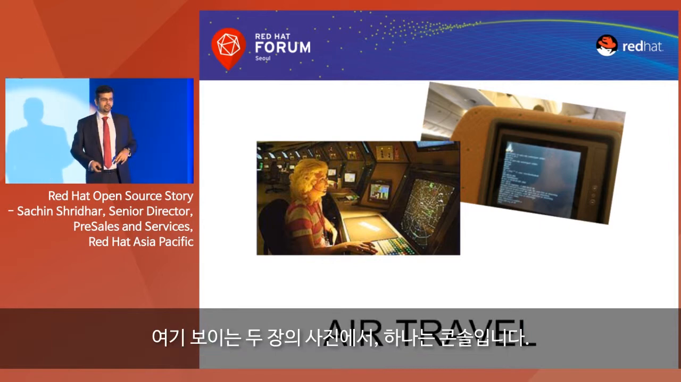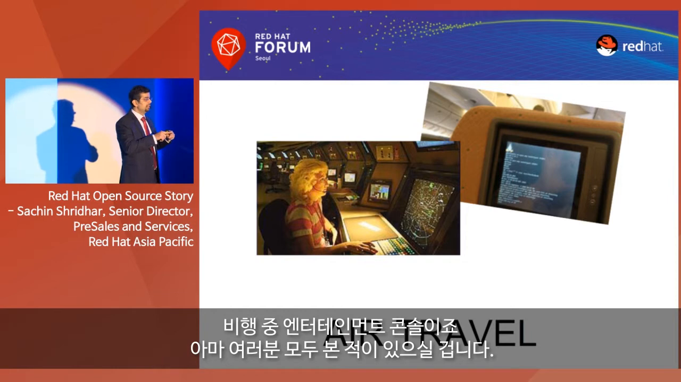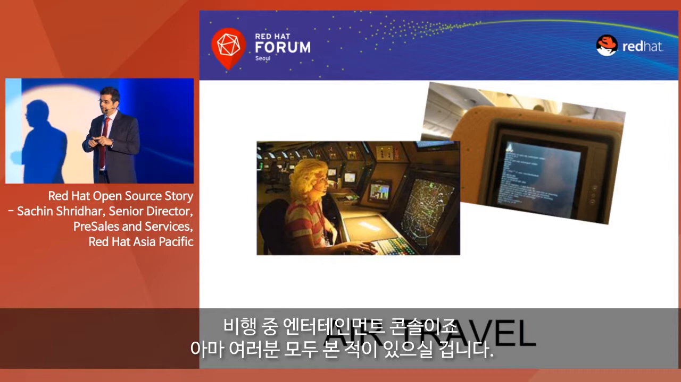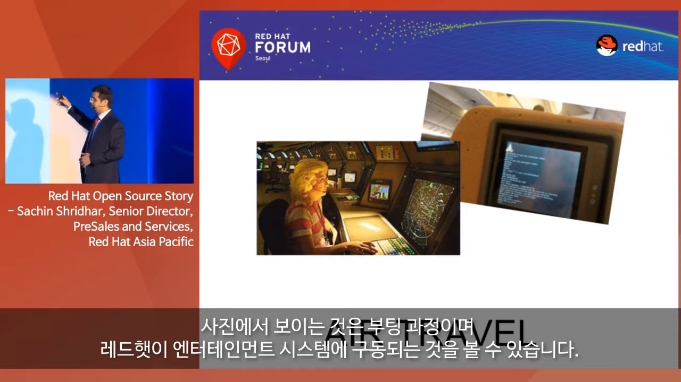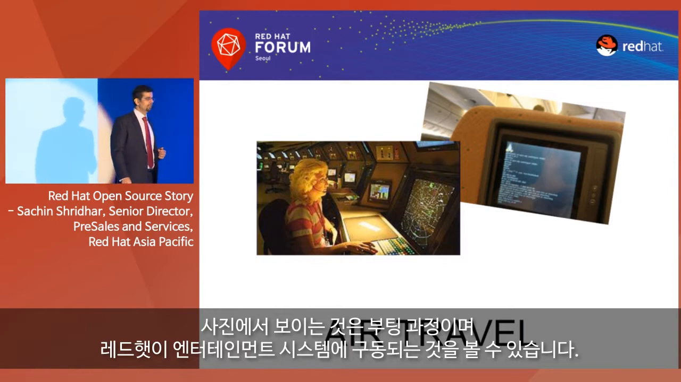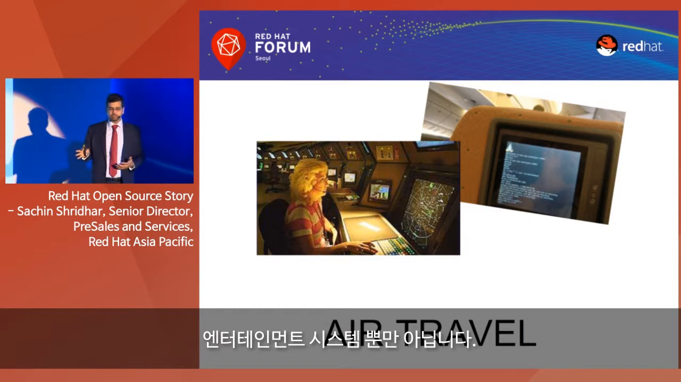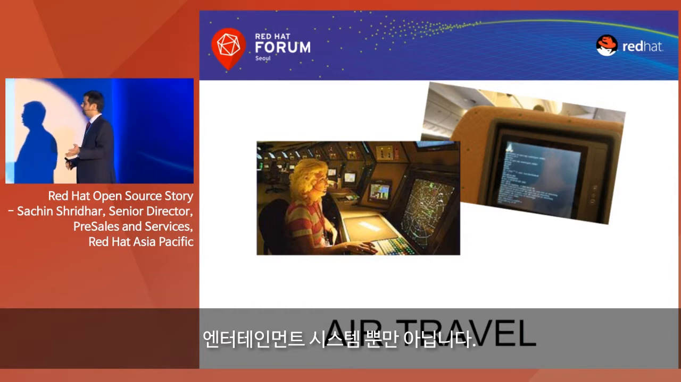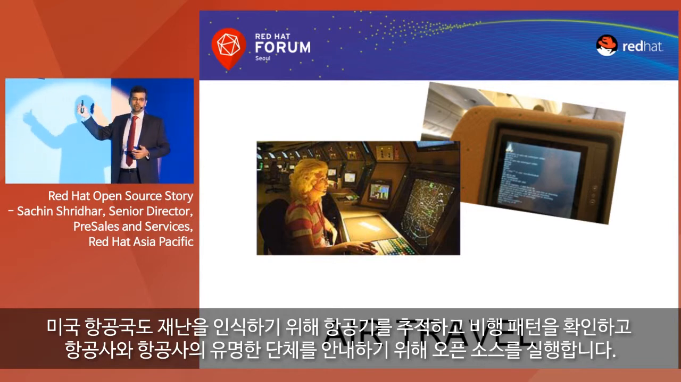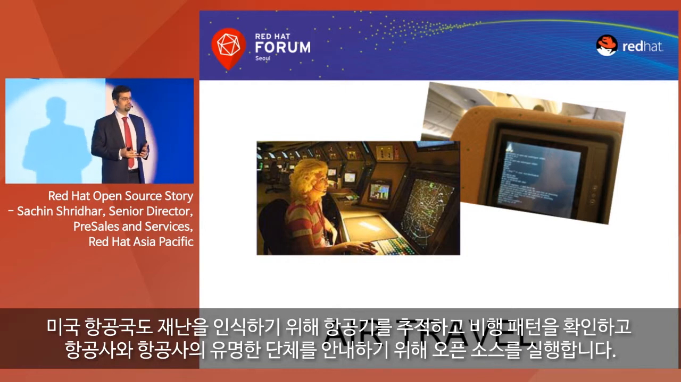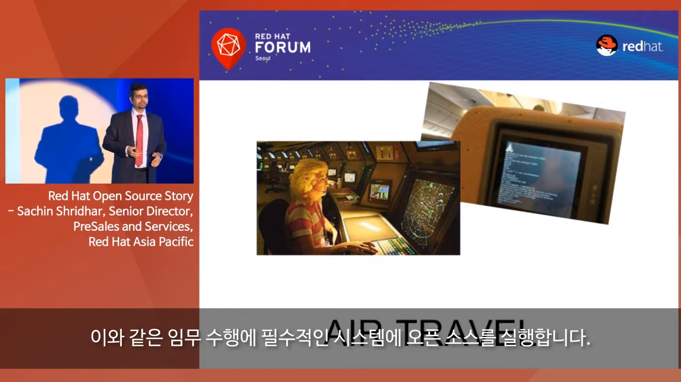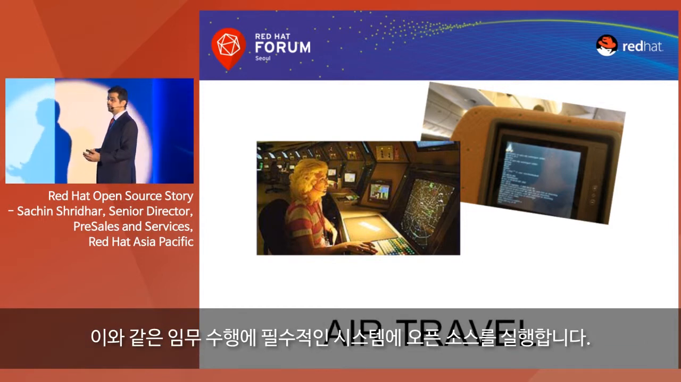And you see two pictures up there. One picture is of the entertainment console in the flight. I think everyone's seen those. The picture you see there is the boot up, showing Red Hat being run for the entertainment systems. But it's not just entertainment systems. The US aviation authorities also run open source to track flights, to avoid disasters, to see what the flight pattern is, and to guide the airlines and the aircraft to their respective positions. Mission critical systems like these run open source.